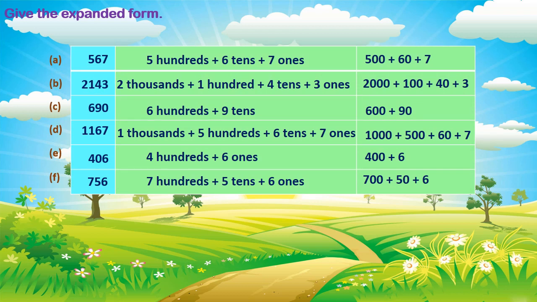So the first answer is 567, that is 5 hundreds plus 6 tens plus 7 ones. It is 500 plus 60 plus 7. 2143 will be 2000 plus 100 plus 4 tens plus 3 ones. 690 is 6 hundreds plus 9 tens. 1167 is 1000 plus 5 hundreds plus 6 tens plus 7 ones. 406 is 4 hundreds plus 6 ones, and 756 is 7 hundreds plus 5 tens plus 6 ones.